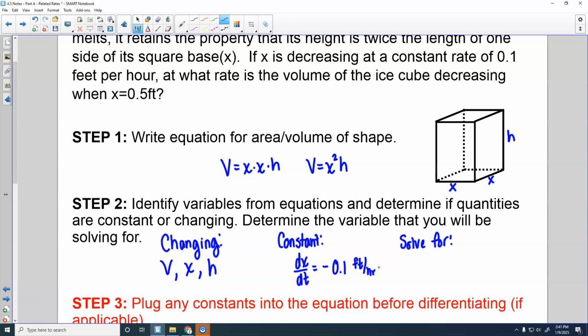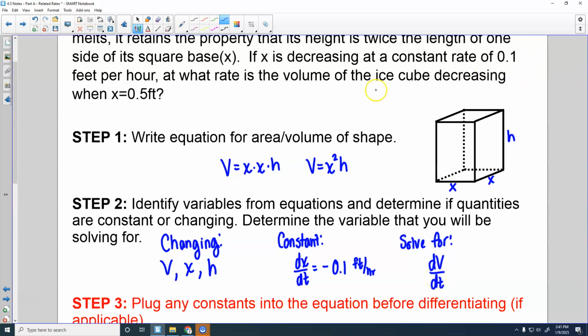And typically your solve for is going to be like your last sentence. It says, at what rate is the volume of the ice cube decreasing when x equals 0.5? So what variable are we solving for? dv dt, because it asks at what rate is the volume changing. So rate of the volume would be dv dt.